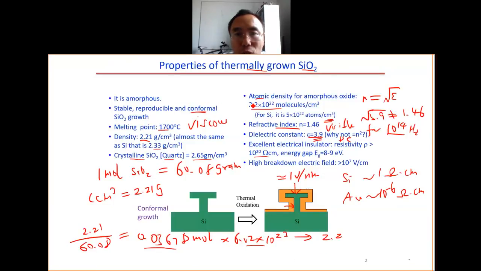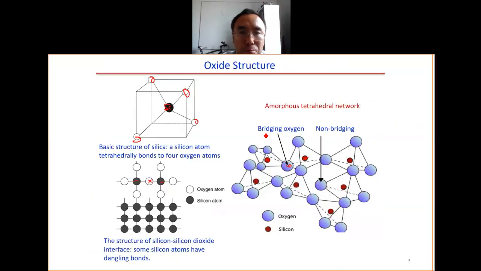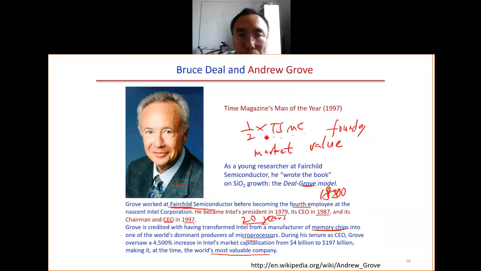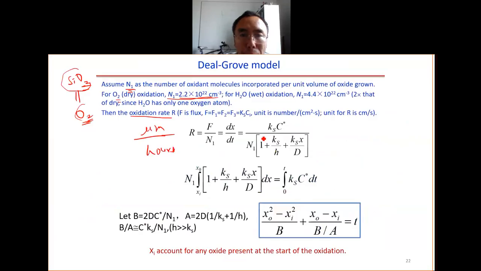So this number here, 2.2 times 10 to the power 22. So we have derived this one. For the wet oxidation, this one has only one oxygen here. So the number becomes two times that of the dry oxidation. Because for the dry oxidation, each molecule has 2 oxygen, but for the wet oxidation, each molecule has only 1 oxygen.